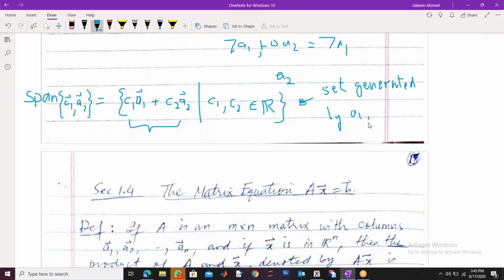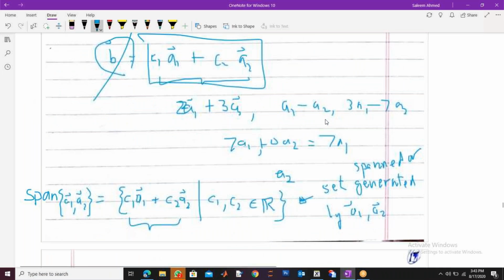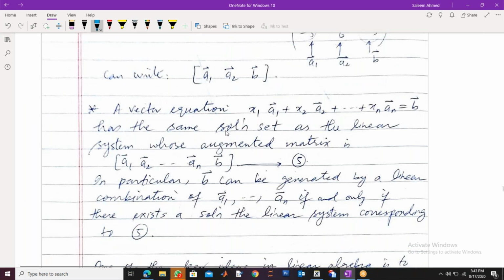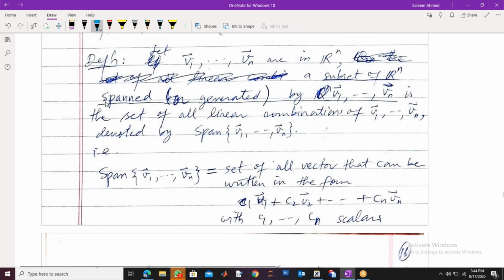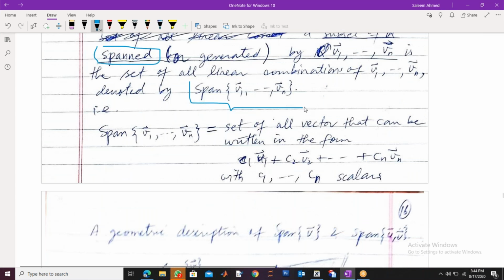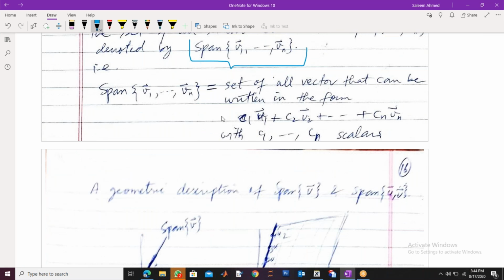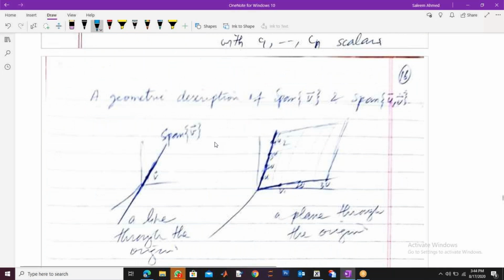C1, C2 are changing numbers. Set generated by A1, A2, or we also call it spanned by. That's why we call it span. Spanned by A1 and A2, or generated by A1 and A2. This is a theory I wrote here. So these all are your spanned or generated. This is the set of all vectors that can be written in the form of linear combinations. These are just the names related to this theory.